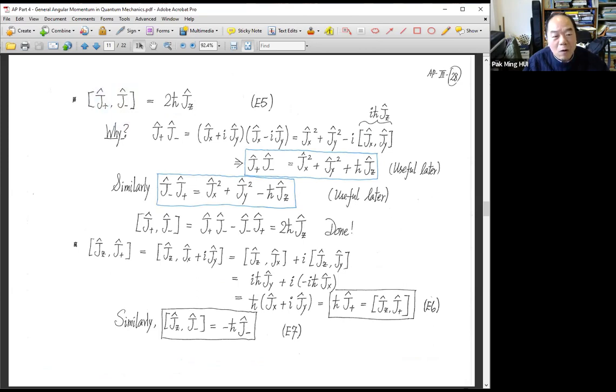That's easy because both are XY. We know the XY commutation relations, so we can work it out. This means we need to work out J plus J minus and J minus J plus and subtract the result. So let's see. J plus J minus by definition is plus combination, minus i combination multiplied together. Immediately you see there is a Jx squared term, there's a Jy squared term, and then you pick up two more terms.